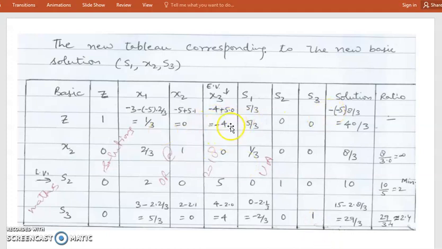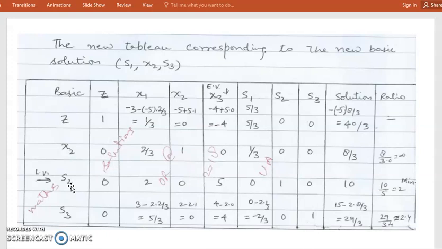Minus 4 is the most negative, so this becomes the entering variable and this becomes the pivot column. We have to find out the leaving variable. For that we find the ratio. 8 upon 3 divided by 0 becomes infinity. 10 upon 5 is 2. 29 upon 3 divided by 4 is 2.4. So the minimum value is this. Therefore S2 becomes the leaving variable.